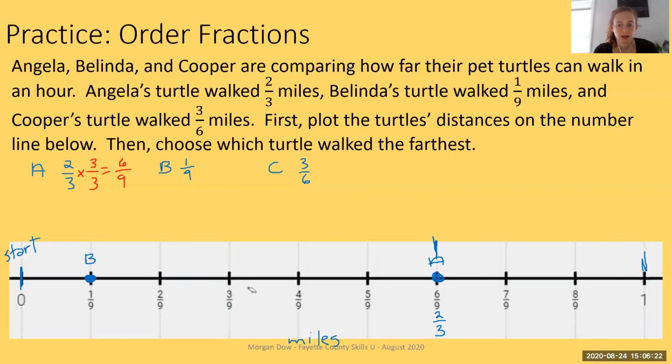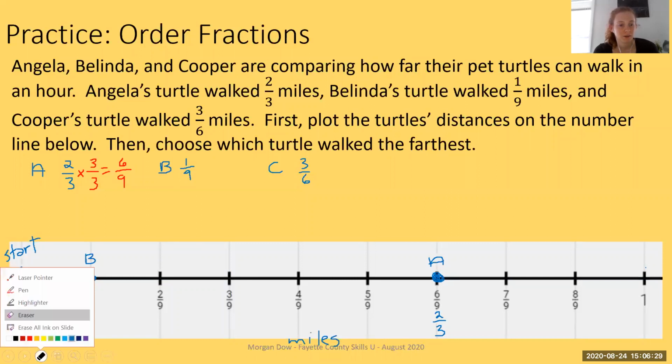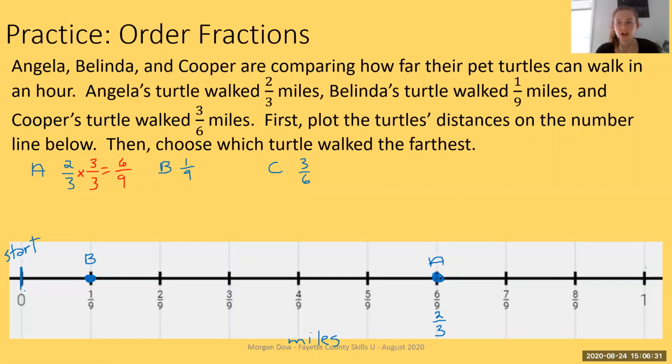Okay, now let's tackle Cooper's turtle. Cooper's turtle did 3/6 of a mile. Now, if you're already very comfortable with your simplifying of fractions, you might be able to look at 3/6 and think to yourself, well, 3/6, 3 is half of 6. So 3/6 must be the same thing as 1/2. And that's true. 3/6, if you reduce it, simplify it, you'll get to 1/2.